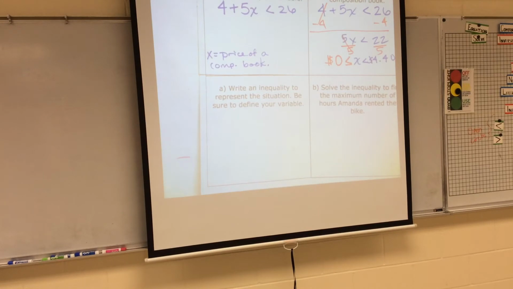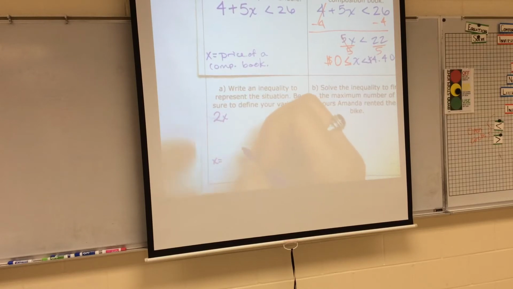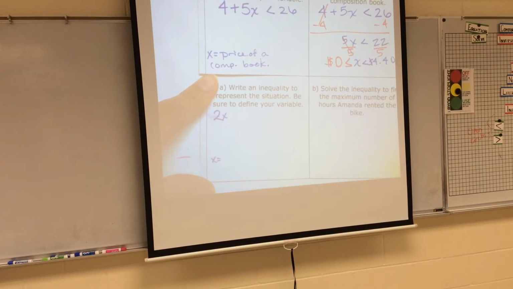So I want to know, what does my variable mean? So what should my inequality say? 2x, because what does x mean? Hours? What kind of hours? Like how many hours, or the length of an hour, or per hour? So if it's per hour, we're counting what about the hours? Each hour, the number of hours, right? So the number of hours.